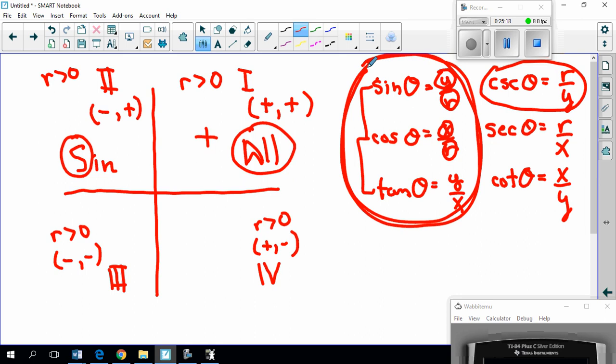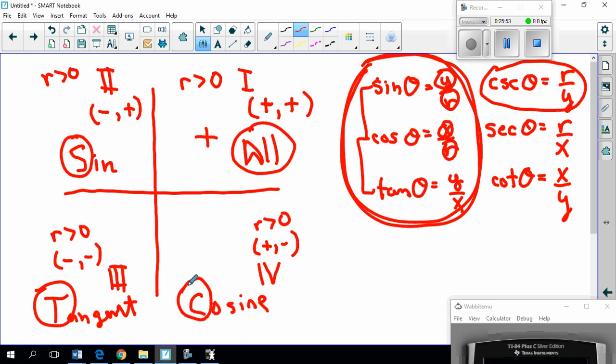Now, in the third quadrant, the only positive one is tangent. I lied. Cotangent is also, but I'm not looking there. Because y over x is negative over negative, double negative gives me positive. But since x and y are negative, these are negative, and of course, these are negative. And then finally, in the fourth quadrant, only cosine is positive.